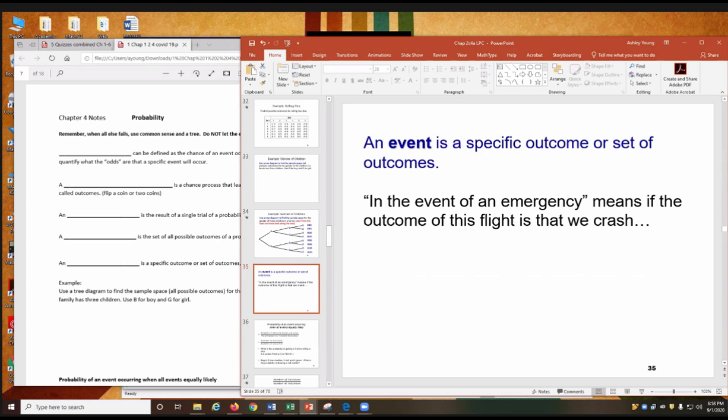An event is a specific outcome or set of outcomes. So, example, who's ever flown an airplane? Right, and they say, in the event of an emergency, that means that the outcome is that we might crash. That's what they mean. It's an event, and the specific outcome is a potential crash. So that's what an event is, a specific outcome or set of outcomes.